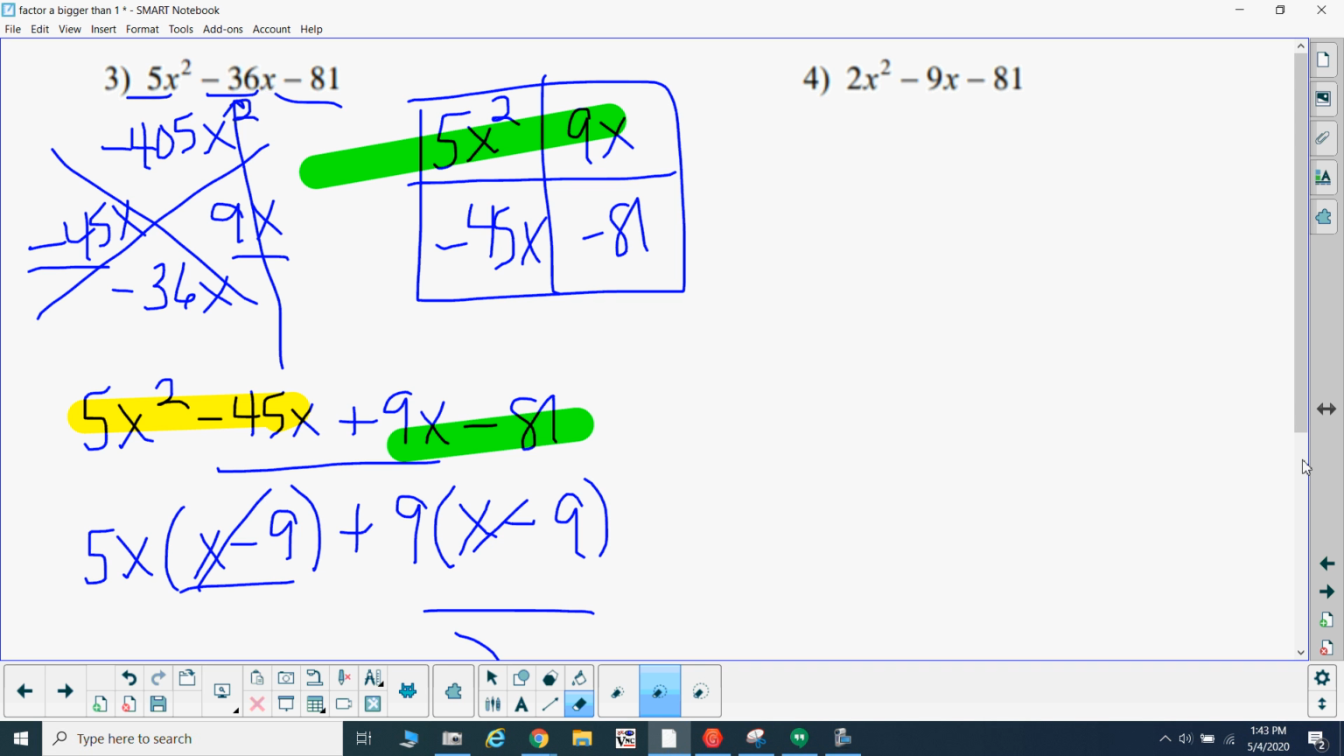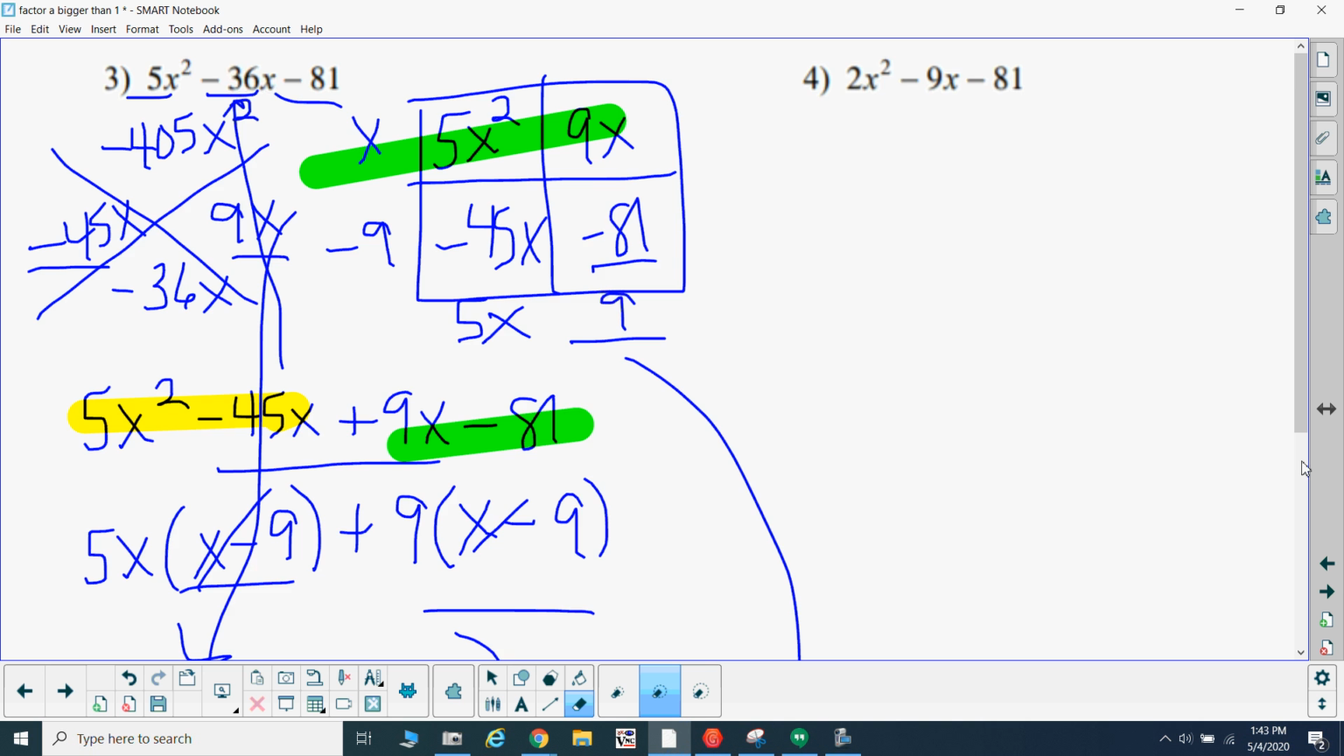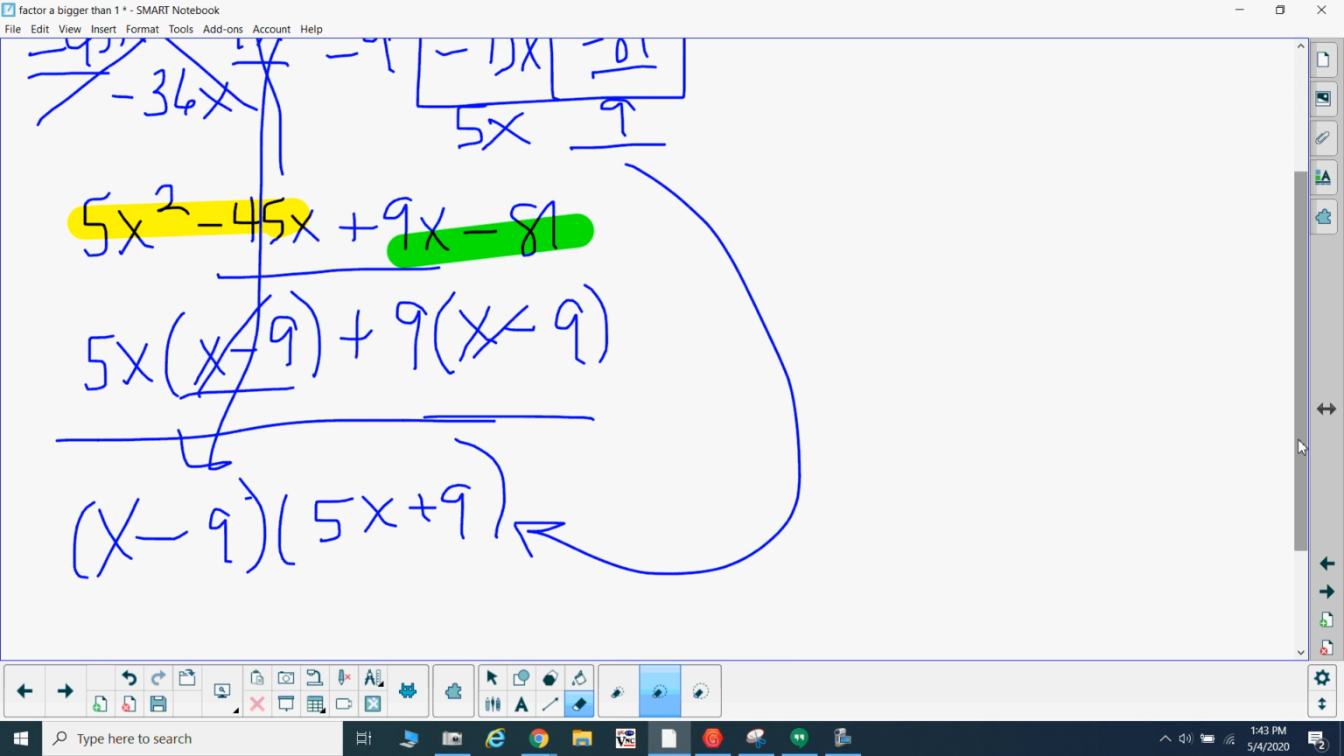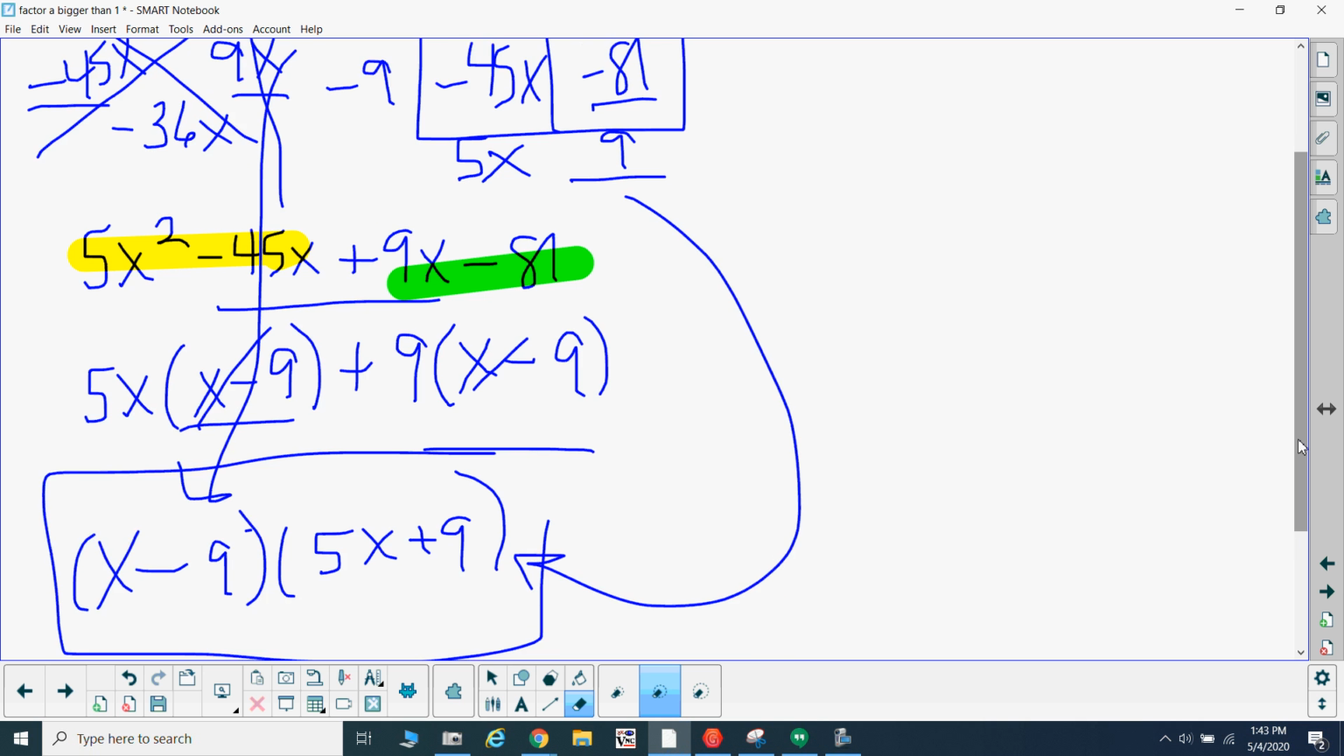If I do it this way, I'm just going to have an x here, which means this has to be the 5x. 5x times something is negative 45x, and that'd be negative 9. Negative 9 times something equals negative 81. Well, that'd be a positive 9. So my factors this way are going to be the same: this 5x plus 9, and then this x minus 9. So I still get the same answers, 5x plus 9 and x minus 9. I just get them in a slightly different way.